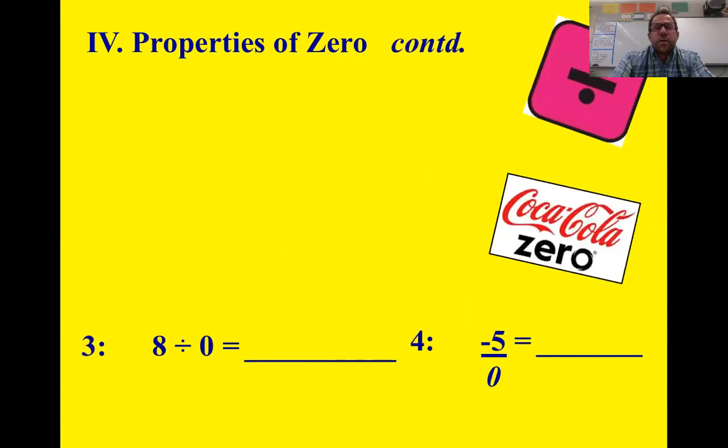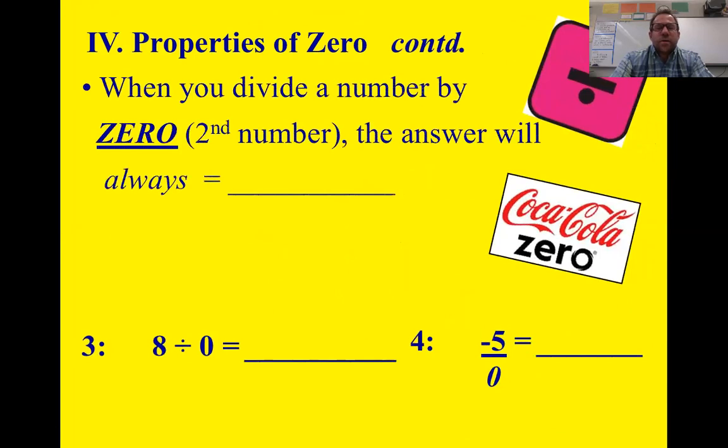Okay, now if you are dividing, but 0 is the second number, then the answer is going to change. It's not 0, and it's not 1, and it's not 8, and it's not -5. If you're dividing and 0 is the second number, your answer is always undefined. That's the phrase we use. You can't divide by nothing. You can't divide by 0.